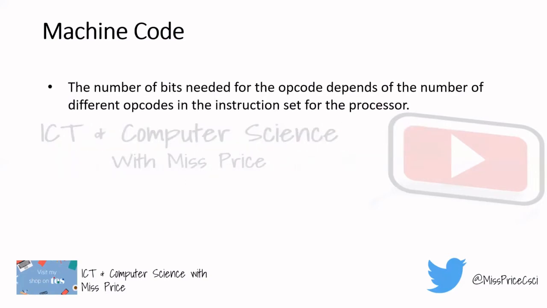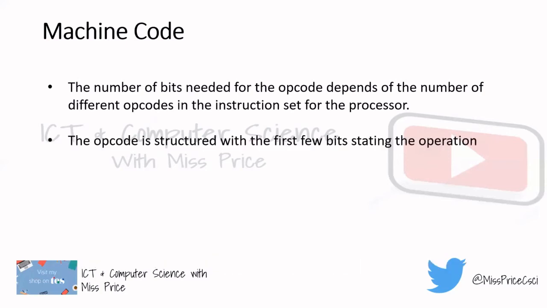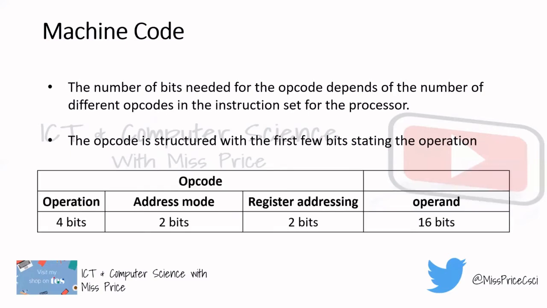So now, the number of bits needed for the opcode depends on the number of different opcodes the machine is set for the processor. So it's structured with a few bits stating the operation. So this is what it looks like here. If we were to break this down, the operation will have 4 bits, 2 bits in the address mode, the register address is 2 bits, then the operand is 16 bits.